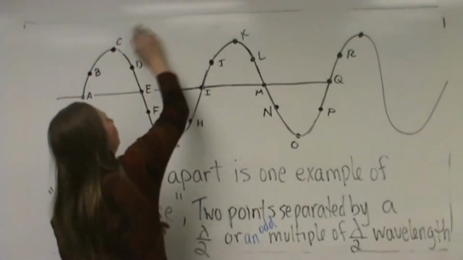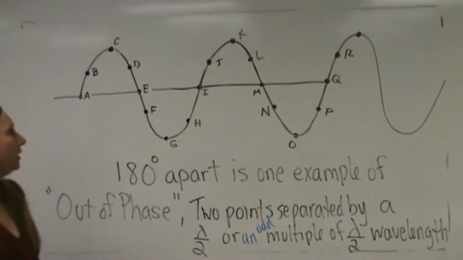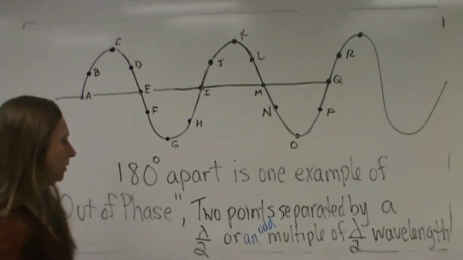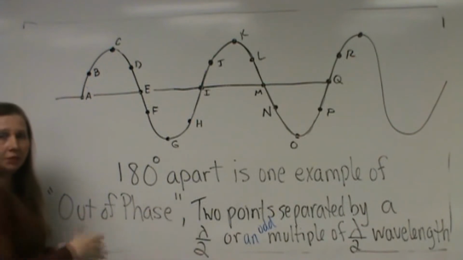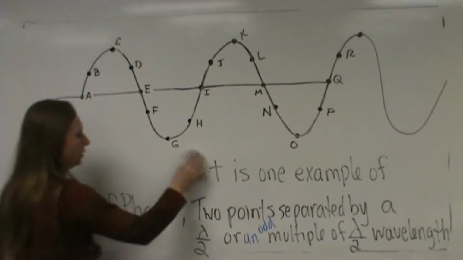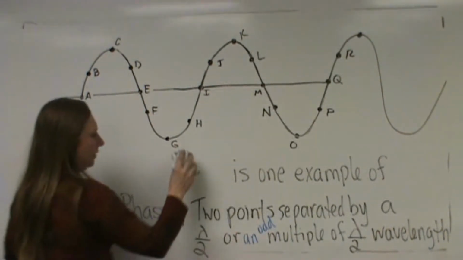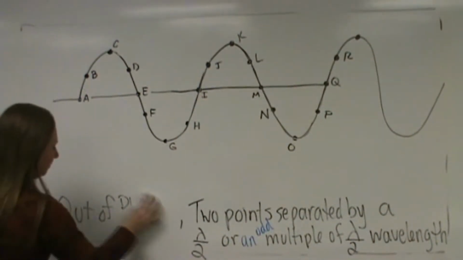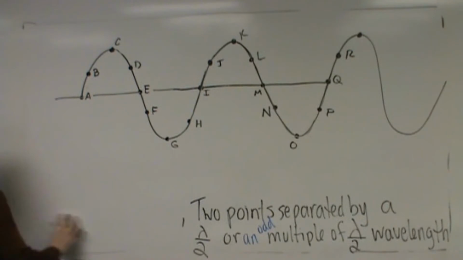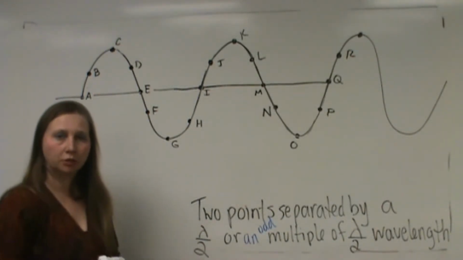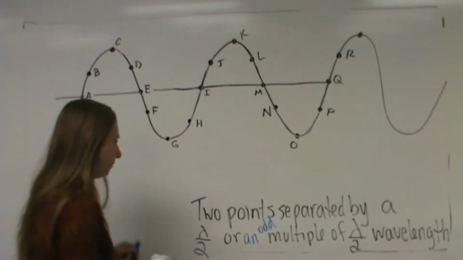All right? Let's try another example. And it does get tricky, so we're going to have to look at it very carefully. All right, I'm going to erase this down here. So I don't think we need this anymore. You've copied this down, right? And we don't need this anymore. So right now we're talking about 180 degrees apart. And that's one example of out of phase. That's the maximum out of phase that 2 points can possibly be.